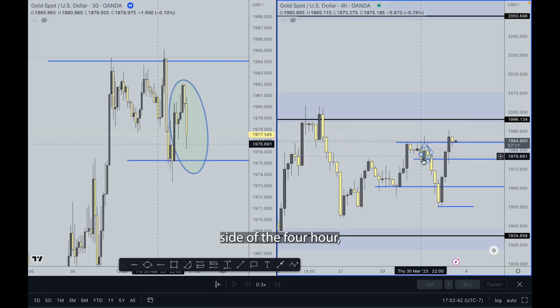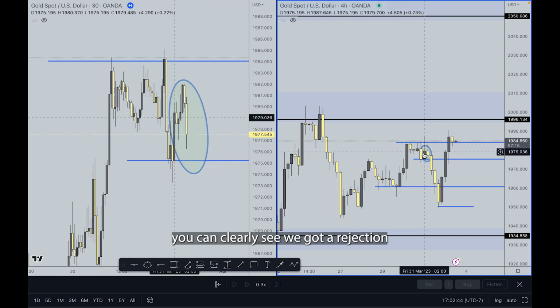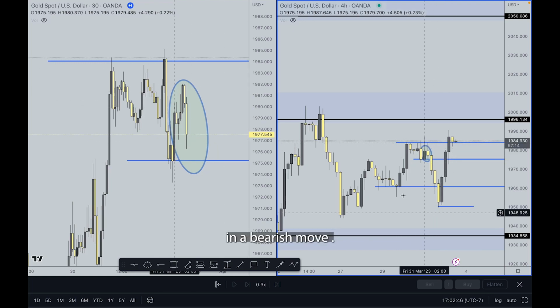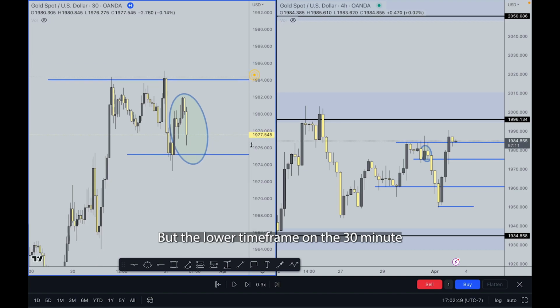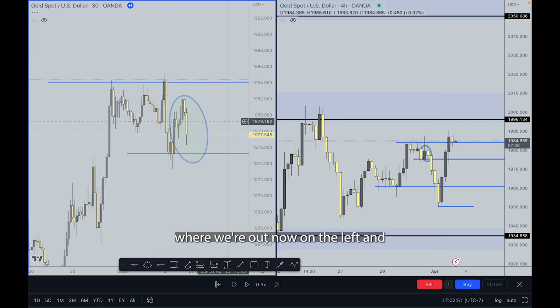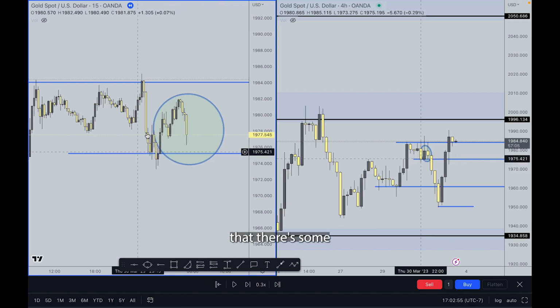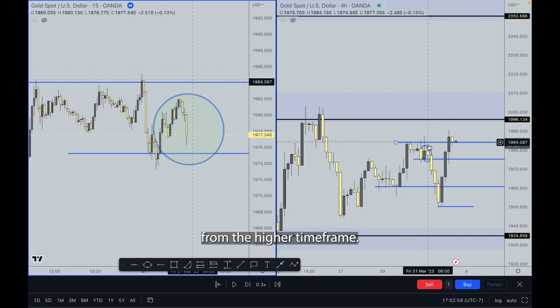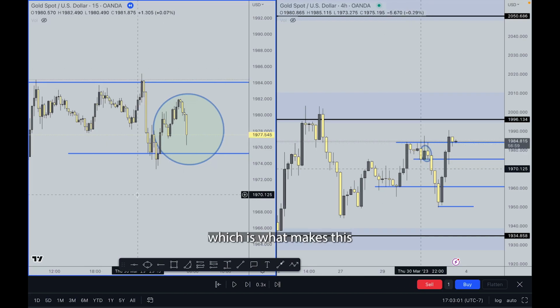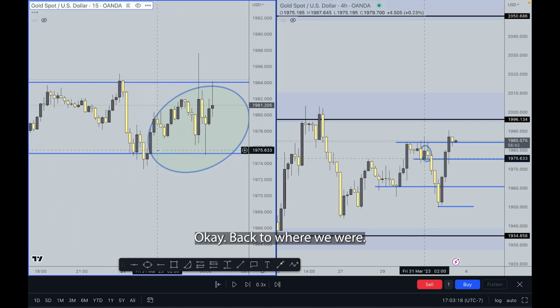So now on the right hand side on the 4 hour, you can clearly see we had a rejection and then another rejection and a bearish move. But in the lower time frame on the 30-minute, where we're at now on the left, and dropping down to the 15-minute, you can see that there's some bullish price action still. There's more details, but the higher time frame doesn't show those details, which is what makes this a shorter term trade, a short-term counter trend trade. Okay, back to where we were.